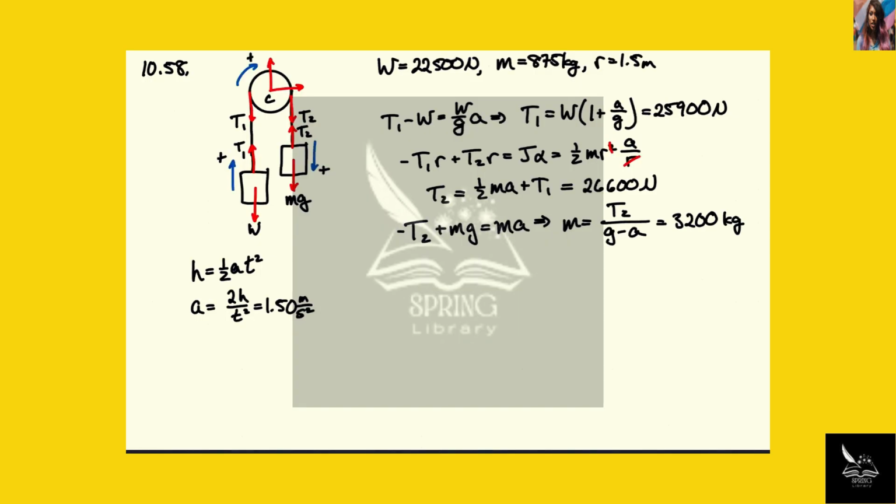Well, we're designing a simple elevator system for an old warehouse that's being converted to loft apartments. We have an elevator that weighs 22,500 newtons, and we want it to be accelerated upward by connecting to a counterweight.